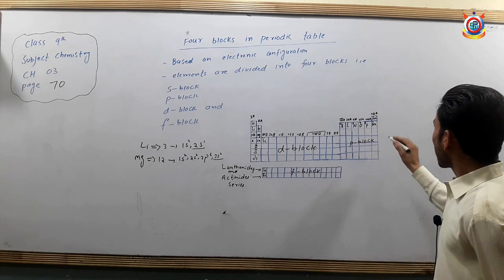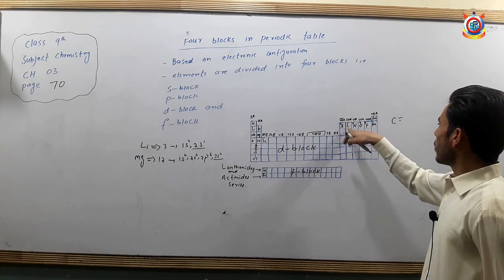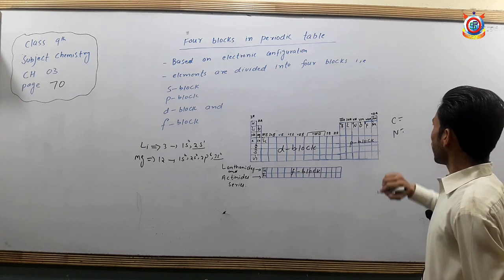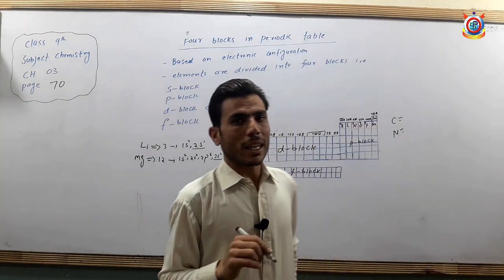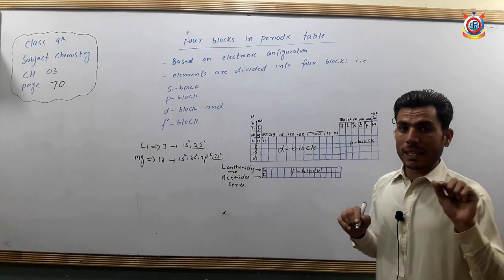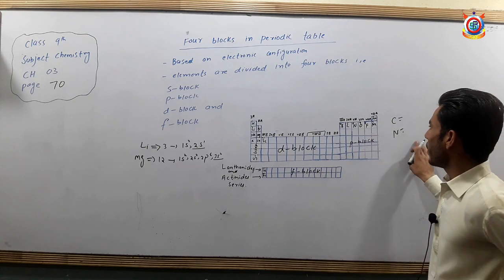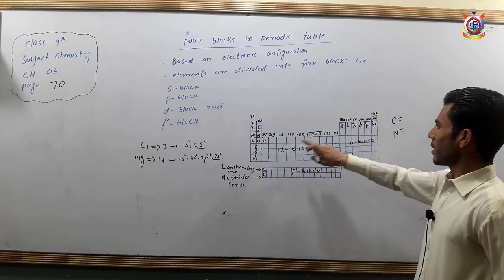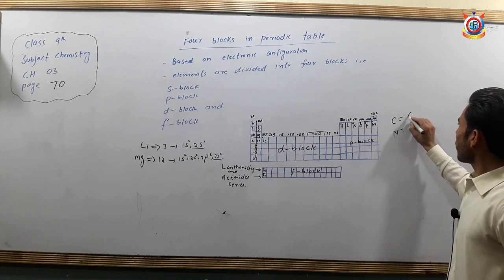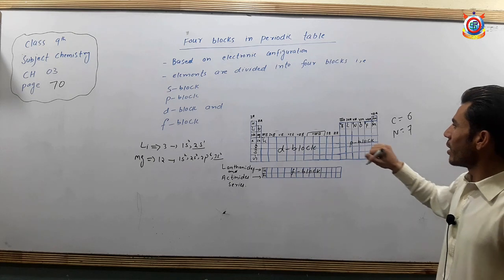For example, carbon is a member of P block elements. Nitrogen is also a member of the P block. If you look at the electronic configuration of these elements, we will see that the last electron enters into the P subshell, and that is why they are placed in the P block. The atomic number of carbon is 6, and the atomic number of nitrogen is 7.